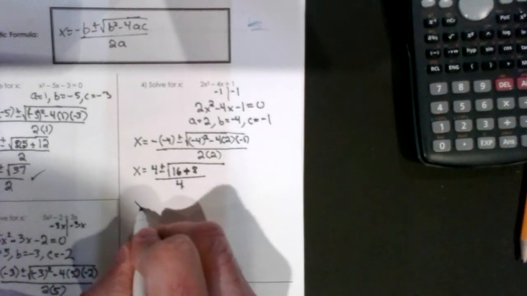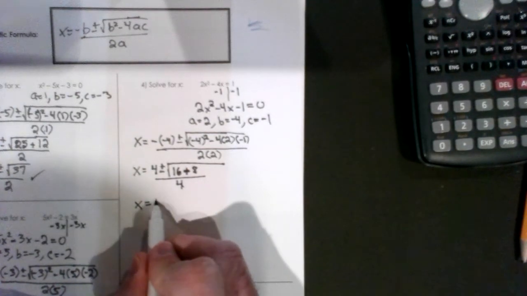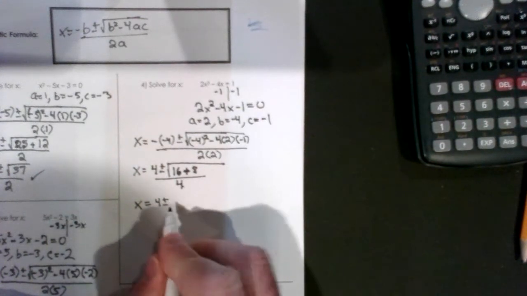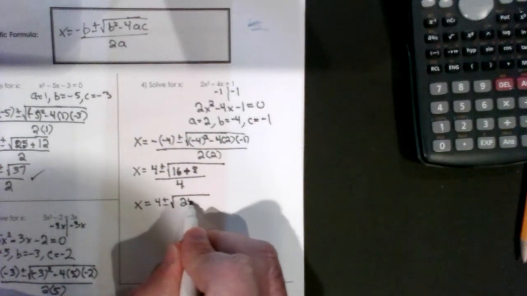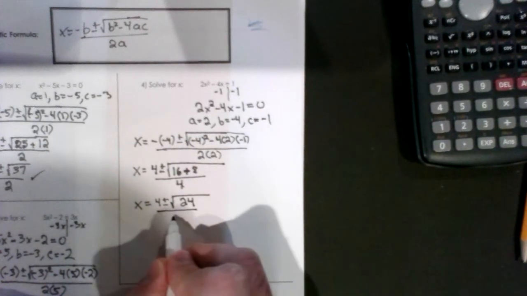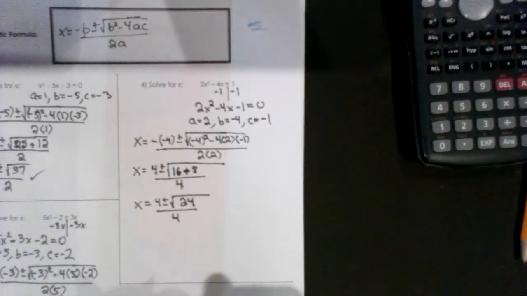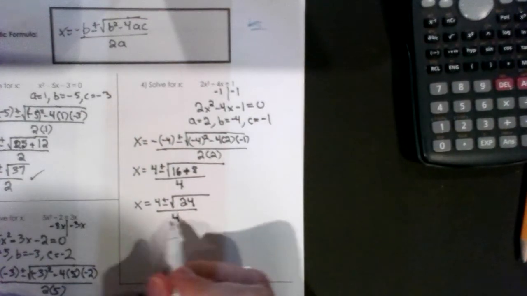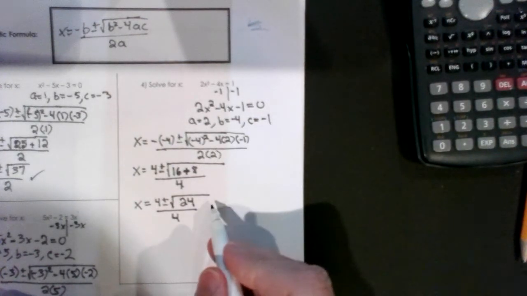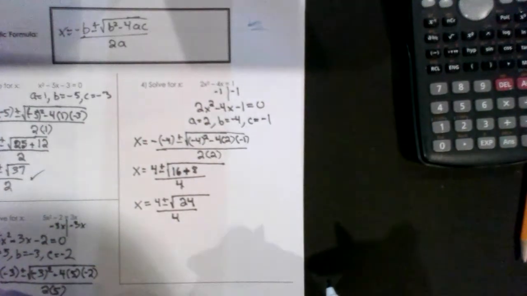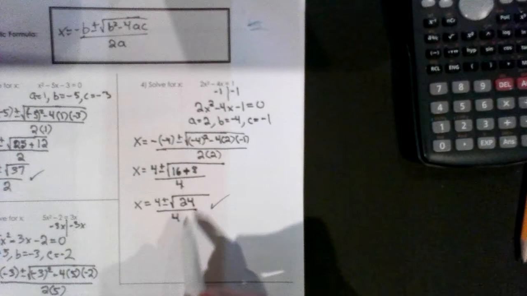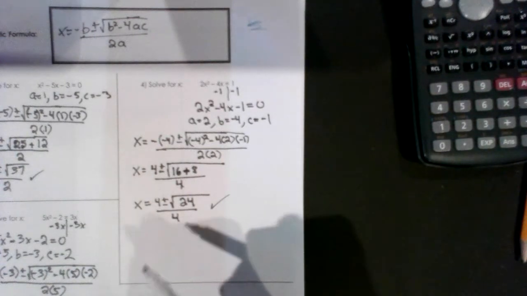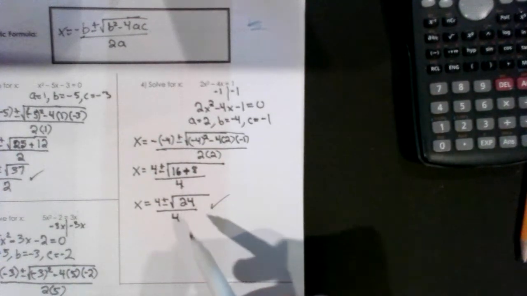And now we're going to get x equal to 4 plus or minus, 16 plus 8 gives me 24, all over 4. And at this point, you could leave it in this form, and we'll call it done: 4 plus or minus the square root of 24 over 4. You could continue on and solve it out.